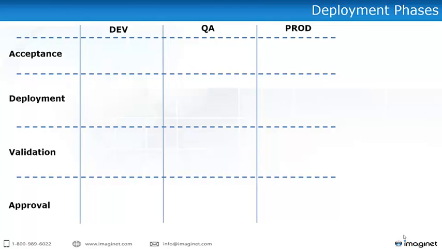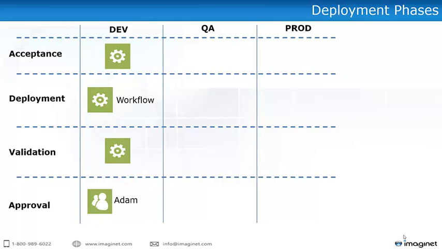I have an example here where we've got 3 stages: dev, QA, and prod. When a build is available, we're going to select an automated acceptance into the dev environment. This will in turn kick off the workflow, which is automated, and that's going to deploy the application into the dev environment. We're going to automate the validation and then ask Adam to do an approval so that Adam can approve that everything is okay in the dev environment.